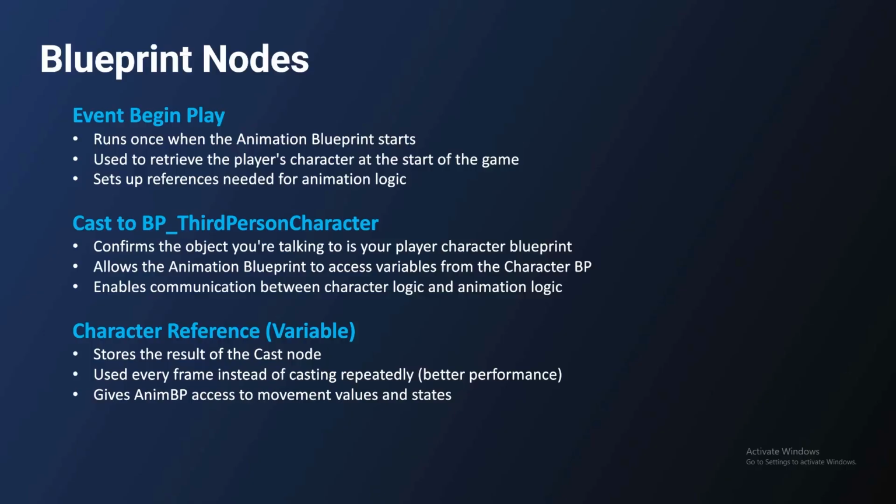The very first blueprint node we had was begin play. It basically runs whenever the game starts. Along with that, we also used the third person character, which checks whether we are casting to a character blueprint or not, which is basically a communication between a character's logic and animation's logic. We also stored and promoted it to a variable called character reference, which stores the cast property of the third person character to get access to the movement values inside our animation blueprint.